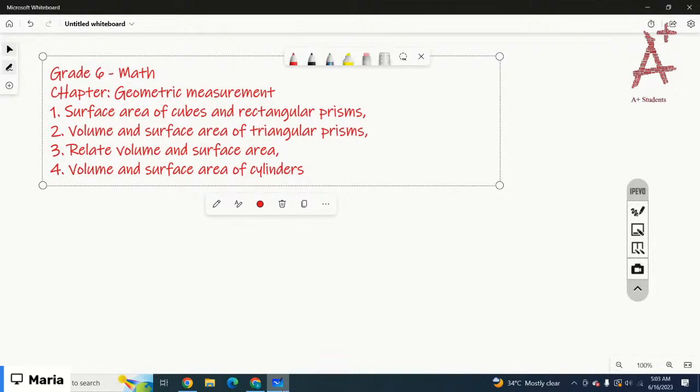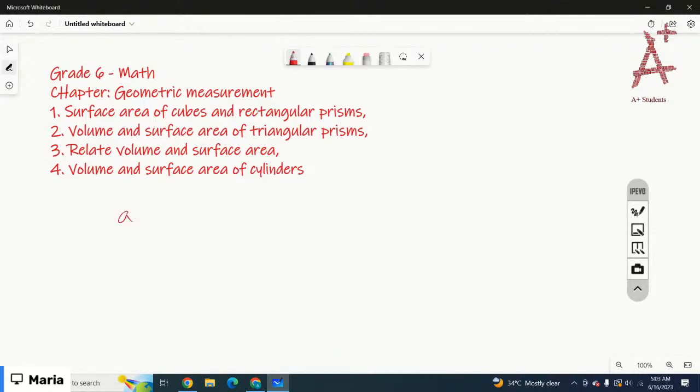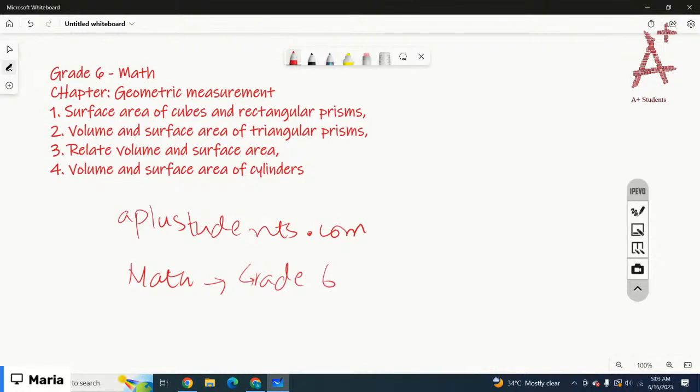So we are here for grades. You can find all the lessons on aplusstudents.com. You have to log in there using your email address and password as provided by the administrator. Then you have to select math from the subject tab. Scroll down to grade 6 and then click on view all lessons. So there you can find a list of the chapters.